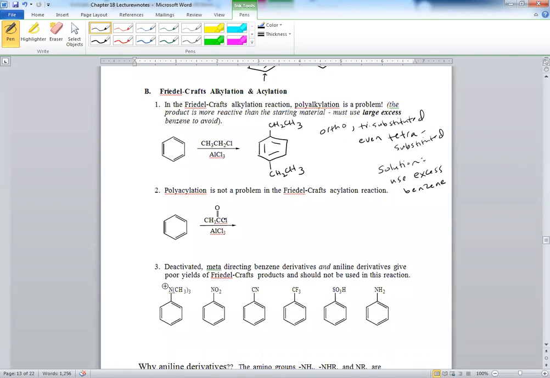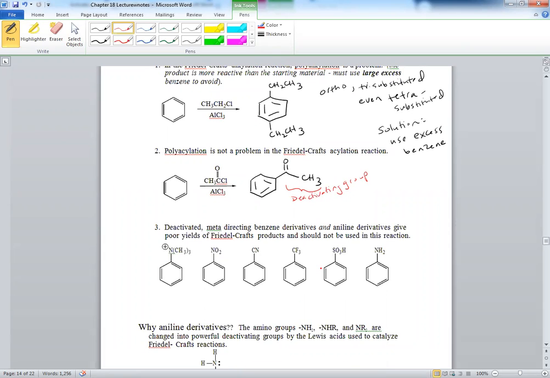However, there's no problem with polyacylation because of a very simple fact. So if we add this, we don't get more acyl groups added for a very simple reason, is that this is a deactivating group. So the benzene is even more reactive than this. So it's not going to compete with benzene at all. So there's no problem with that.